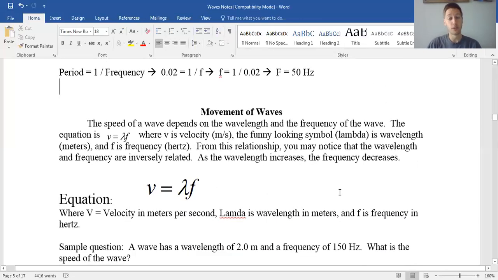Another important equation for us is about how fast waves move. And so this equation here, velocity of the wave equals the wavelength. This is that funny looking symbol here, lambda. This is the wavelength. And the frequency is going to be the hertz. So the speed of the wave depends upon the wavelength and the frequency. And these things are inversely related. So if one goes up, the other one goes down.